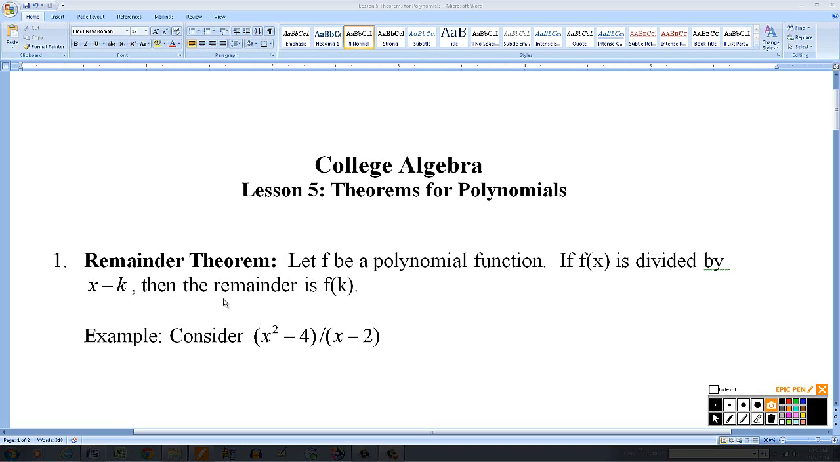Or if I use this theorem, in this case the k would be 2. So this tells me to find the remainder, I replace the x by 2 in the polynomial function. So put a 2 where the x is: 2 squared is 4, minus 4 is 0. So the remainder would be 0. So that also tells me that x minus 2 is a factor, because when I divide x minus 2 into x squared minus 4, I get remainder 0, so x minus 2 is a factor.